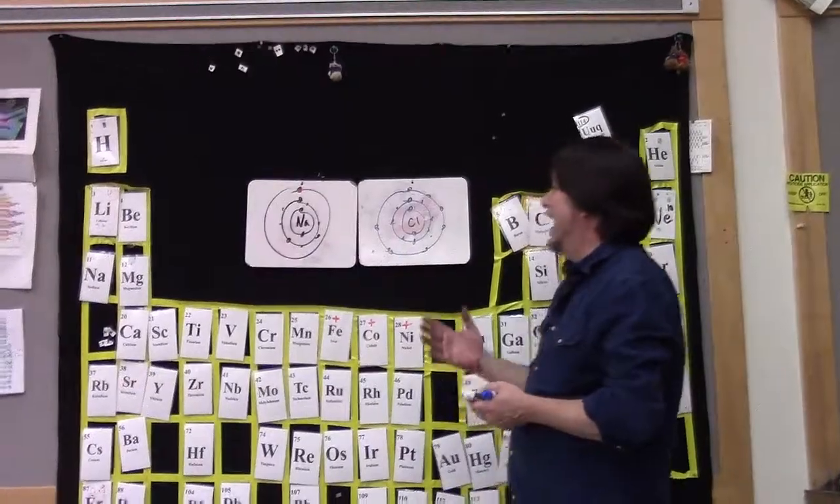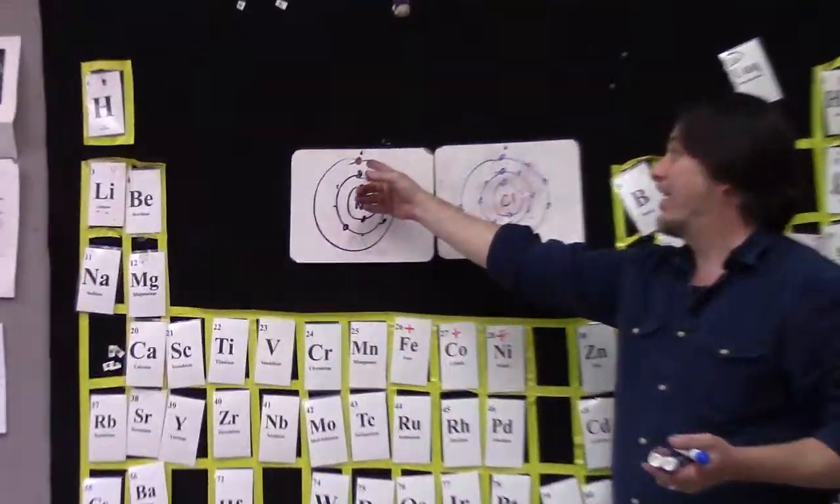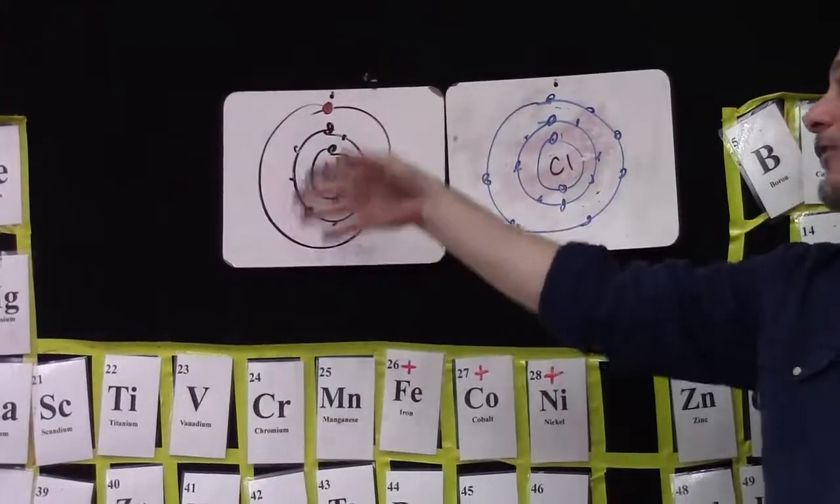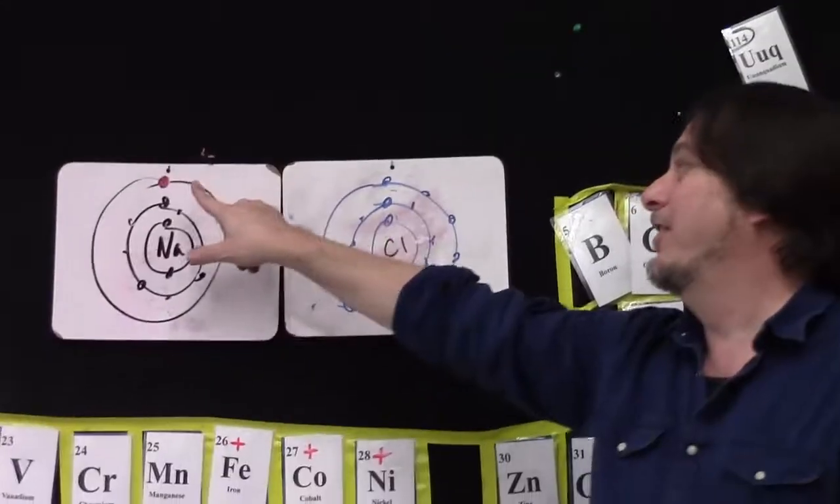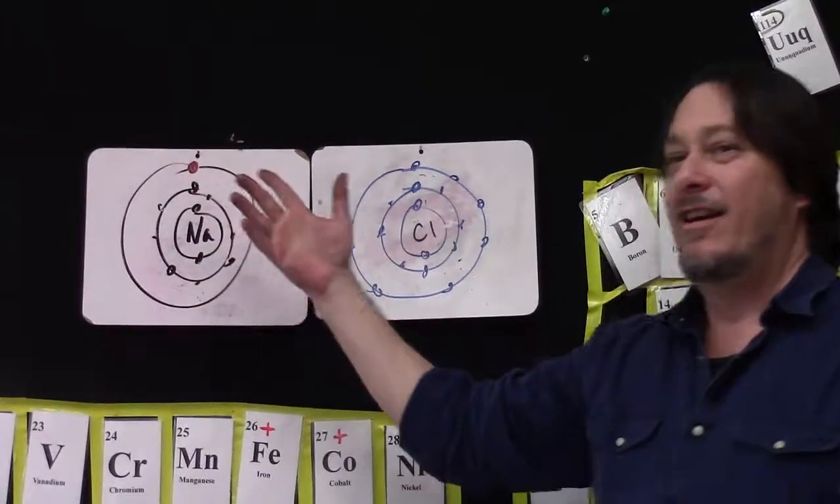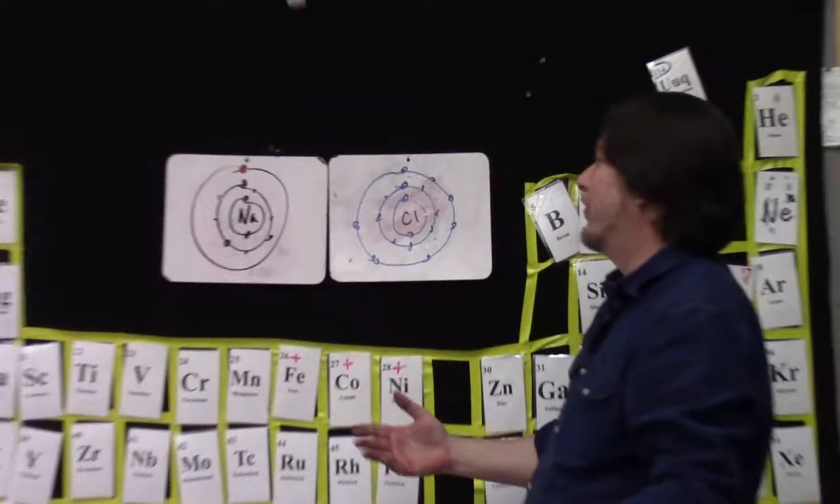Okay. And sodium also has got this shoe in the dryer thing going on. It's got this 1 extra electron. If only it could lose this 1 extra electron, it would be stable and happy. Well, guess what?